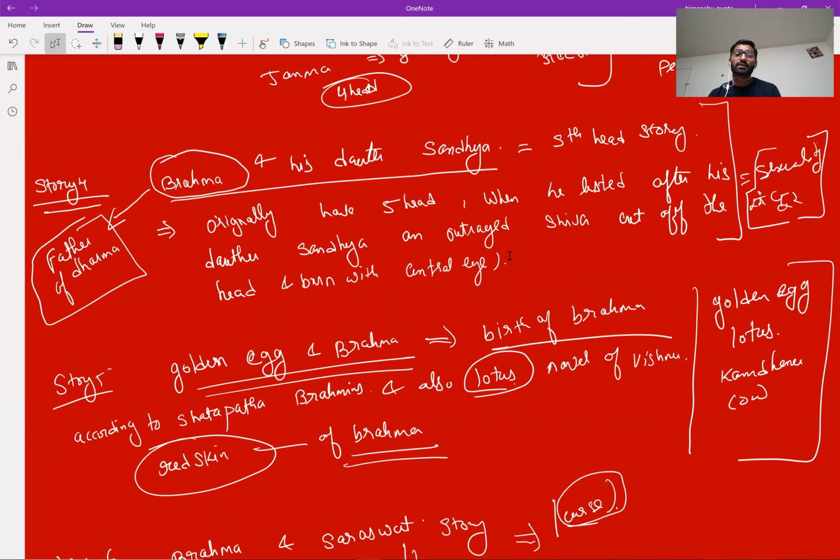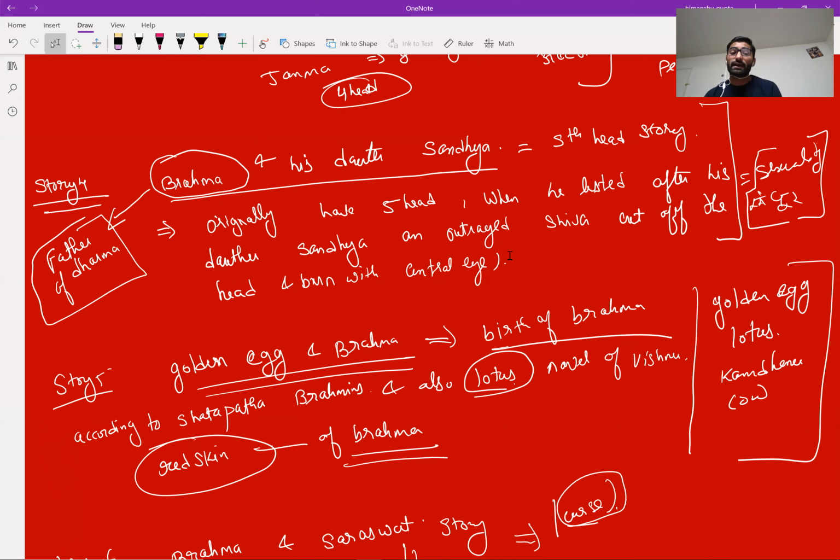The fifth story is the golden egg and the birth of Brahma. There are two mythological stories on that. One story, from the Shatapatha Brahmana, says Brahma will come up from the golden egg, and the second story says Brahma will originate from the navel of Vishnu, in a lotus flower.